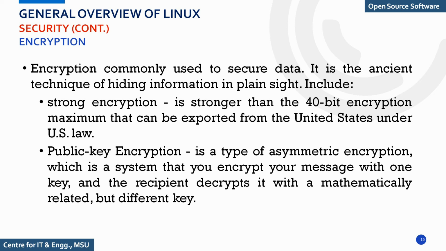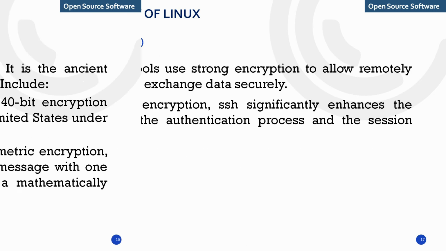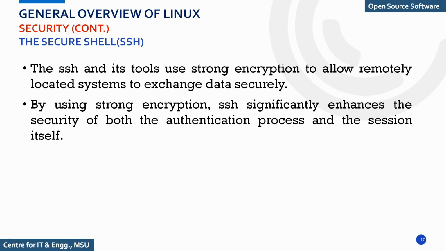In Linux, you have two types of encryption. One is strong encryption, the next one is public key encryption. The strong encryption is stronger than a 40-bit encryption, and public key encryption is a type of asymmetric encryption, which is a system where you encrypt your message with one key and the recipient decrypts it with a mathematically related but different key. The next is secure shell, that is SSH.